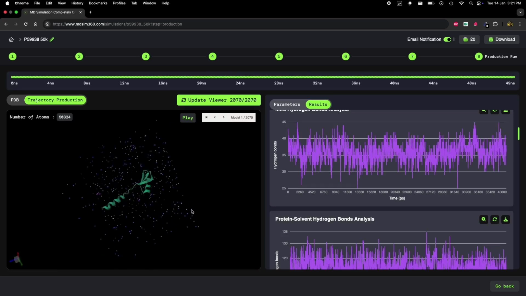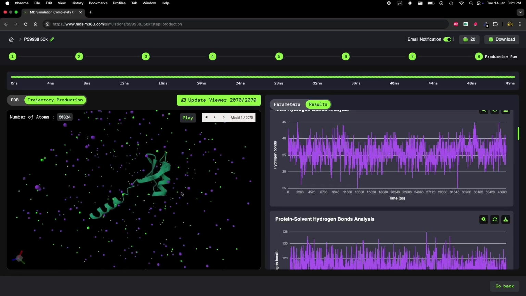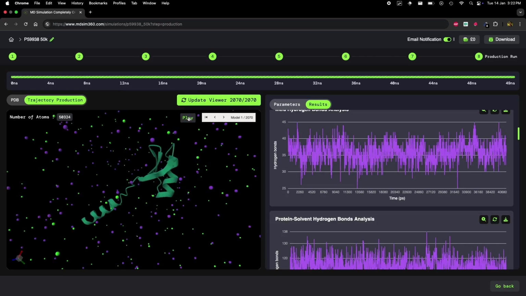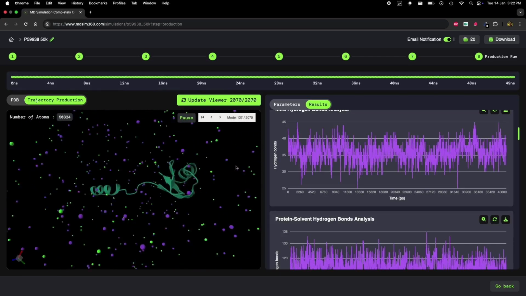Once the trajectory file is loaded, we can see we have about 2,000 frames. Here's how the calculation works. For every nanosecond, MDSIM 360 generates around 50 frames. Since we've run the simulation for approximately 40 to 50 nanoseconds, this gives us about 45 to 50 frames. So, while the exact number can vary, the maximum frame count is typically around 50. Let's play the trajectory now and observe how the protein behaves over time.